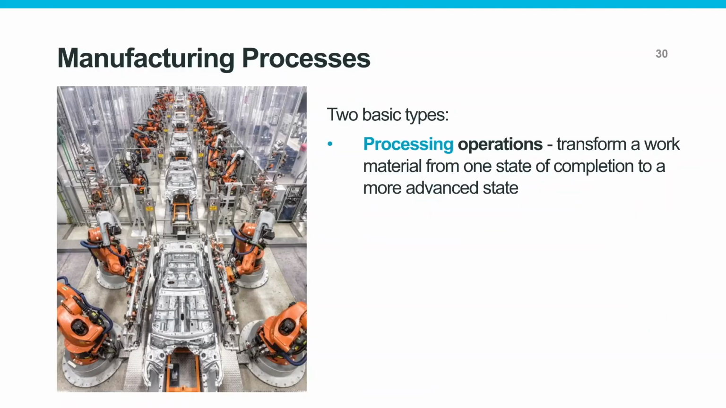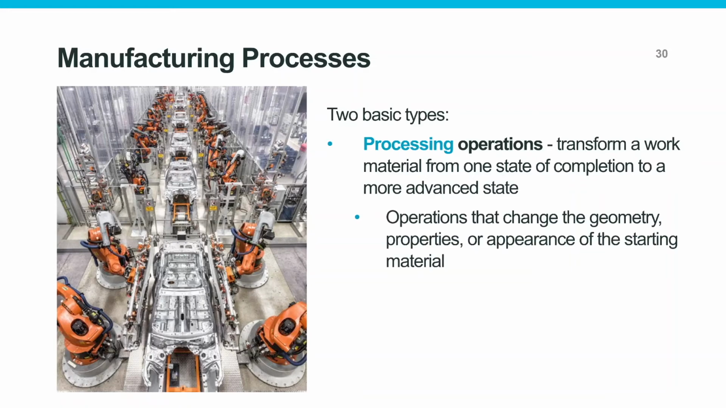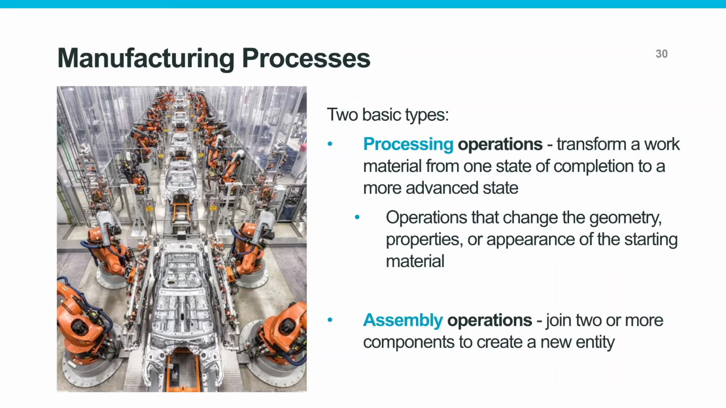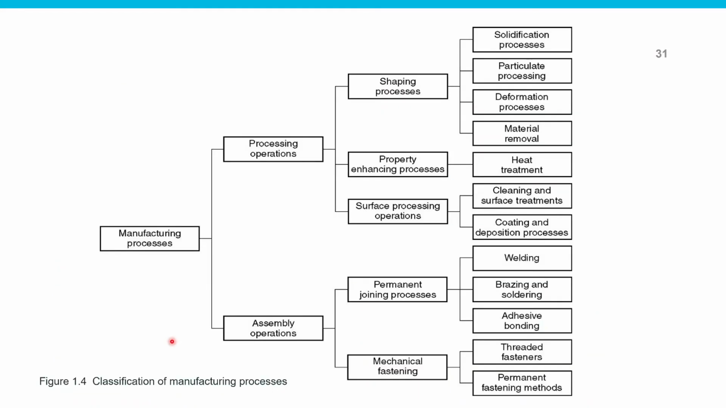We can categorize manufacturing processes into two different categories. The processing operations, where we transform a work material from one state of completion to a more advanced state. Basically, an operation means a change of the geometry, properties, or appearance of the block of material. And also we have the assembly operations, where we join two or more components to create a new entity.